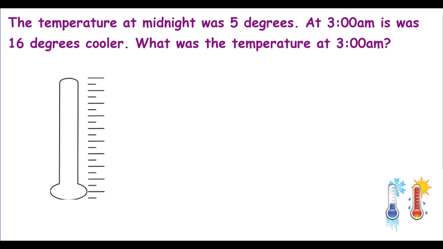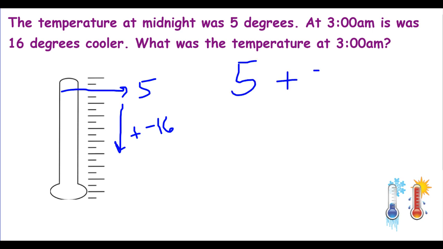So on the thermometer, we can represent that as a 5, way up here. And then it's getting 15 degrees cooler. So we'll call that a plus negative 16, because that's how we're going to talk about it with temperature. So what we're doing is we're taking 5 plus negative 16, which we can also think of as 5 minus 16, but we want to show this as an addition here.